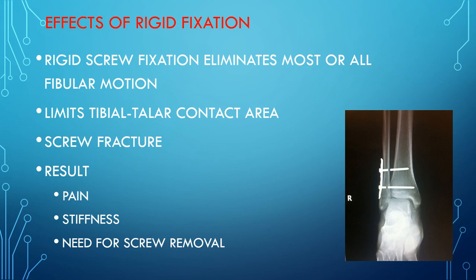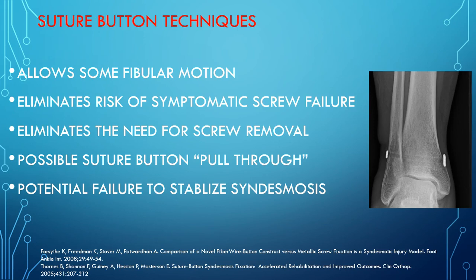In using rigid fixation for syndesmotic repair, we eliminate, obviously, all of the fibular motion. This results in limited tibio-talar contact and potential for screw fracture unless the screws are removed. And such fractures of the screws may be associated with swelling and pain and stiffness. And I think that while there have been some papers that have argued no need to remove these when fractured, I think in general it's wise to remove the fixation screws before allowing full weight bearing and full mobility.